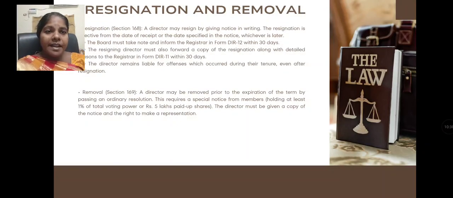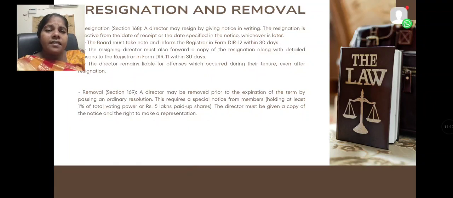Next, moving on to resignation and removal of directors. In case a director wants to resign, he has to give it in writing. The board must take note of that, and they will have to inform the registrar within 30 days of receiving the resignation letter. As well, the resigning director must forward a copy of the resignation along with the reason to the registrar in form DIR 11 within 30 days. So the board must inform the registrar, and the resigning director must also inform the registrar.